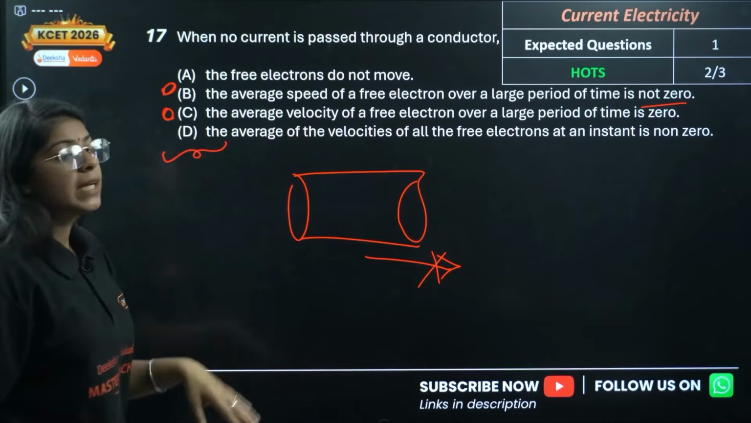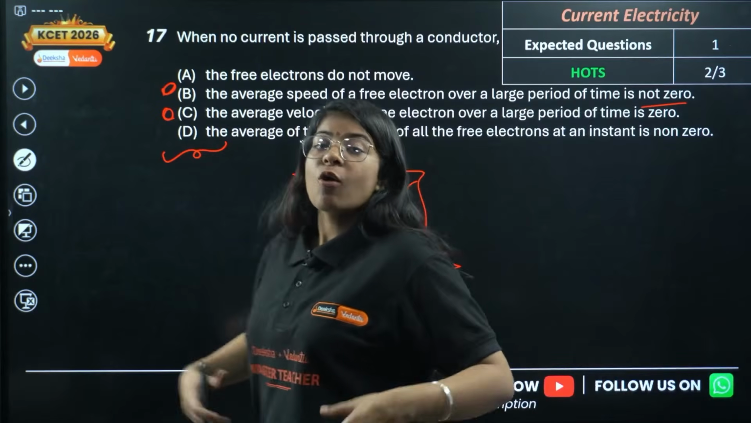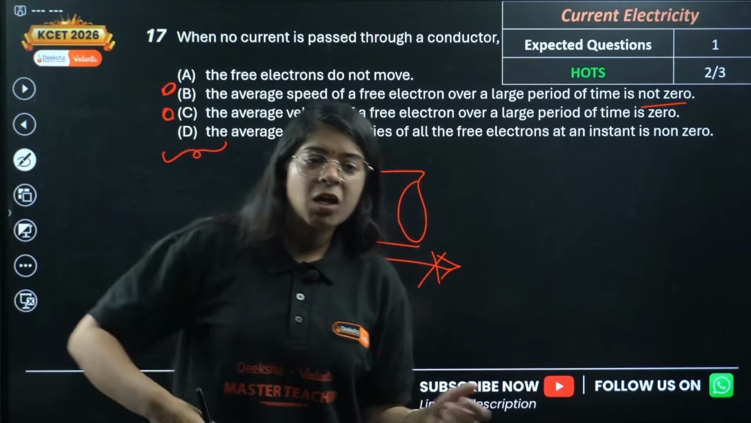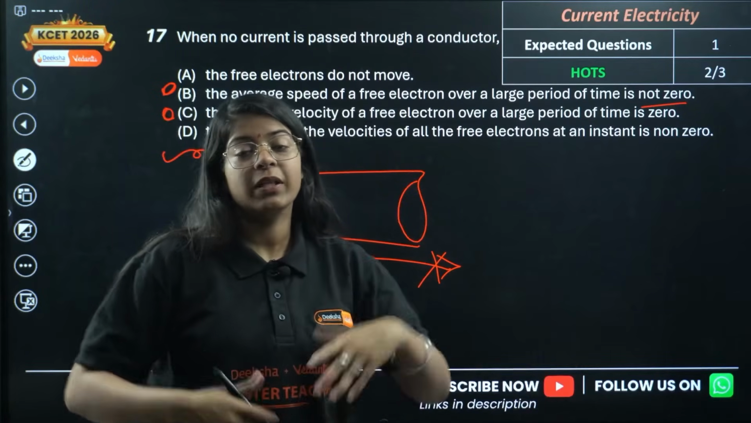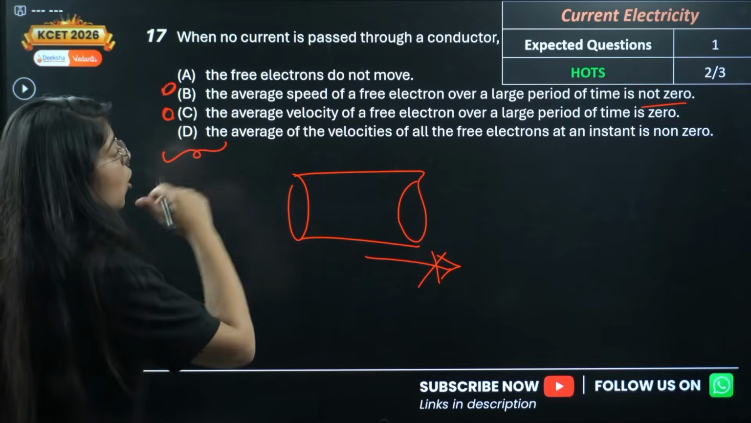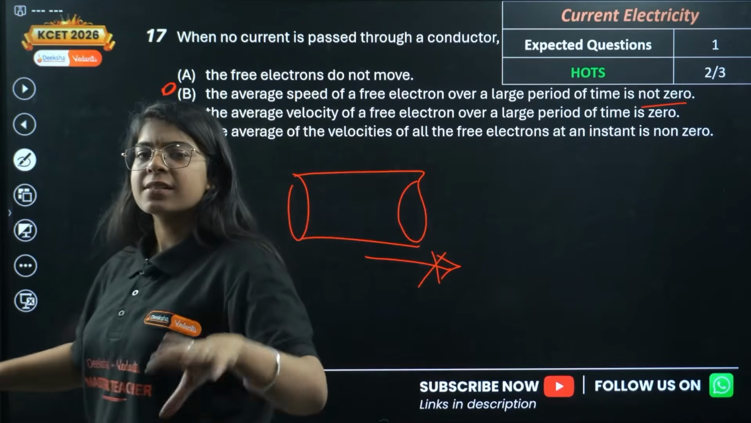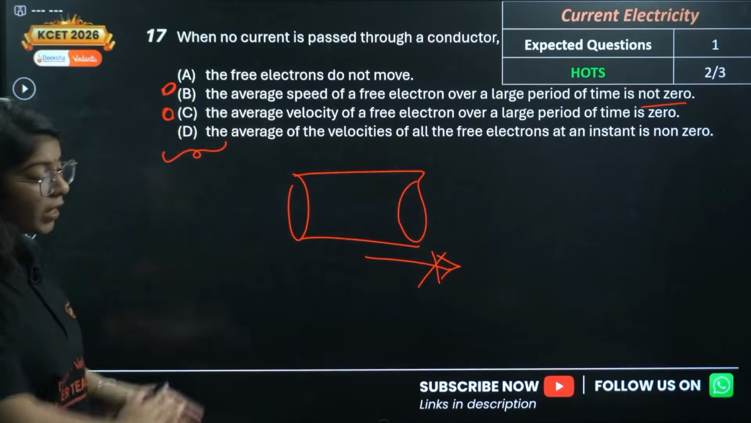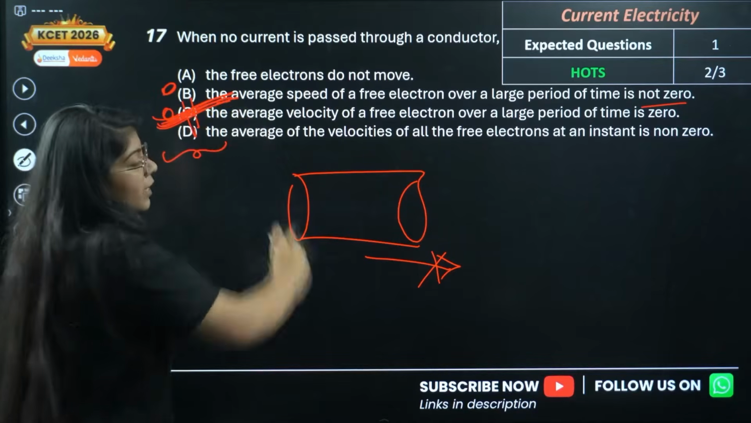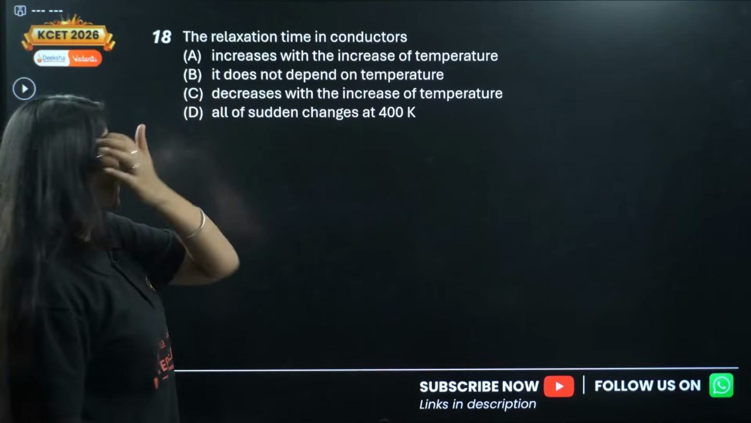This is non-zero. Since there is no current in my conductor, there is no force on the free electrons. So, they are moving randomly, colliding randomly with the container, with each other, with free electrons, with ions. So, the average velocity of a free electron over a large period of time will be 0, not at any instant. At any instant, there might be some average velocity, but over a large period of time, the average velocity will be 0. So, the correct option is option C. Let's move on to the next question, that is 18th.